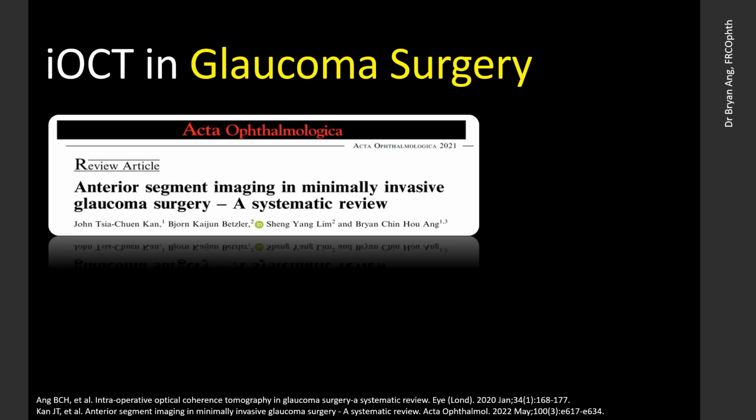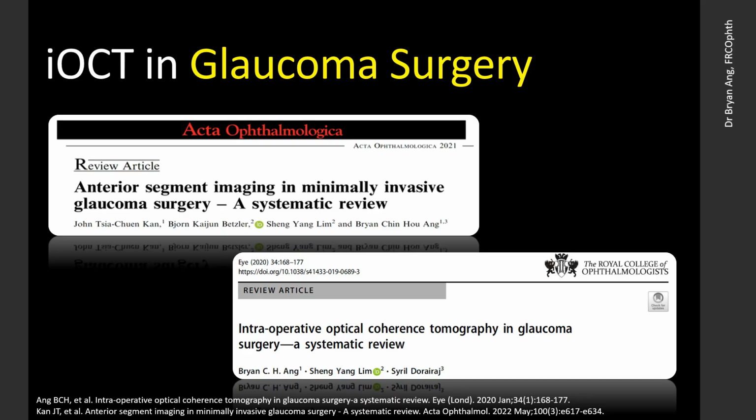The use of the iOCT is perhaps most well known in retina and cornea surgery, but in recent years, the use of the iOCT has also picked up in glaucoma surgery. These are two systematic reviews that we have published summarizing the applications of anterior segment imaging and more specifically the intraoperative OCT in both traditional glaucoma surgery as well as in MIGS.